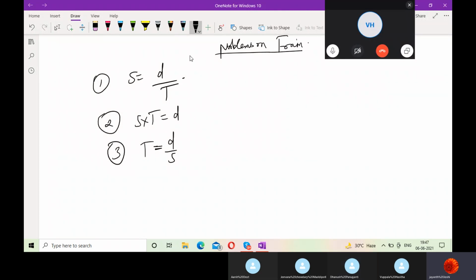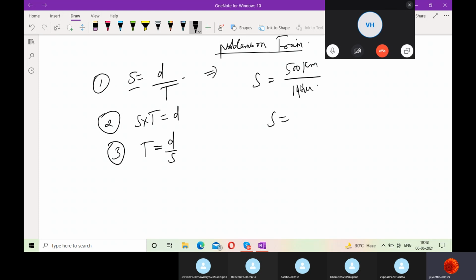So speed is equal to distance by time. Speed into time is equal to distance. So if someone asks you, what is the speed by which the car is traveling? How will you find out the speed of that car? The distance would be given to you, 500 kilometers, and the time it takes to reach that particular 500 kilometers, for example 10 hours. So what is the speed the car is running with?